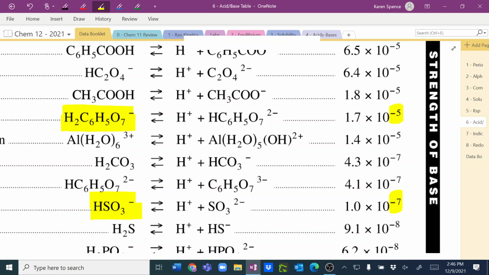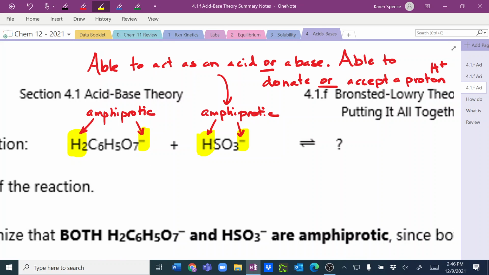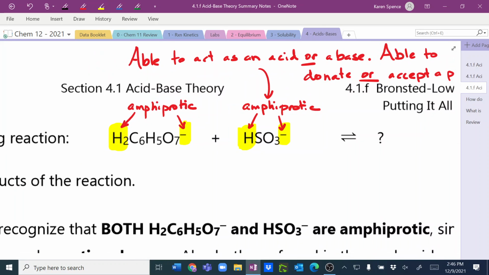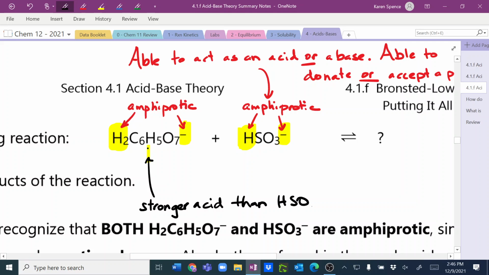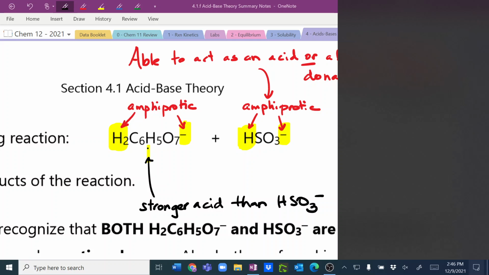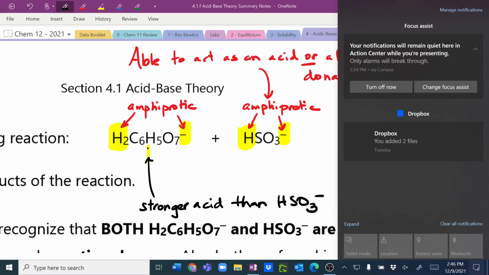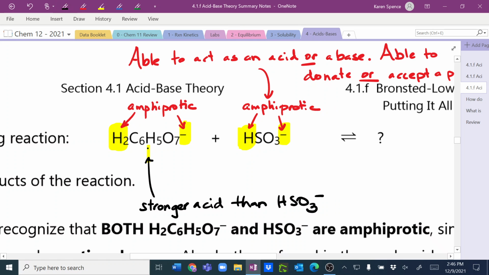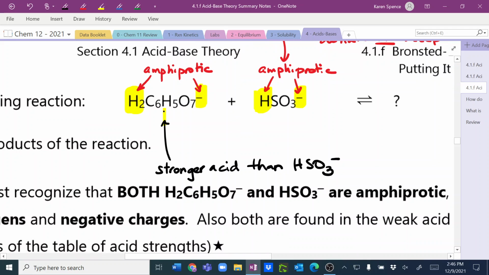So let's go back here. So this is a stronger acid than HSO3 minus. Great. So what does that mean? Who's going to donate to whom?